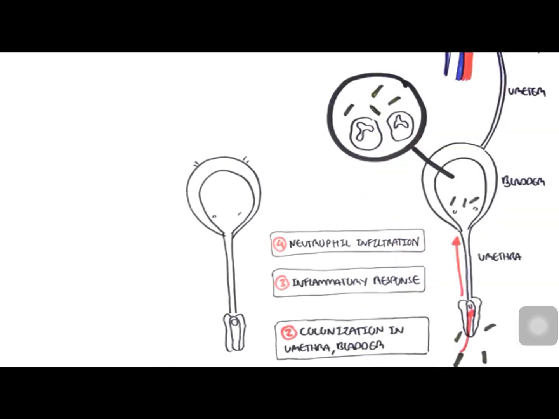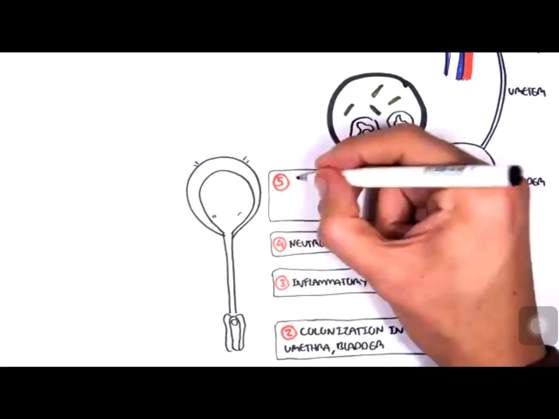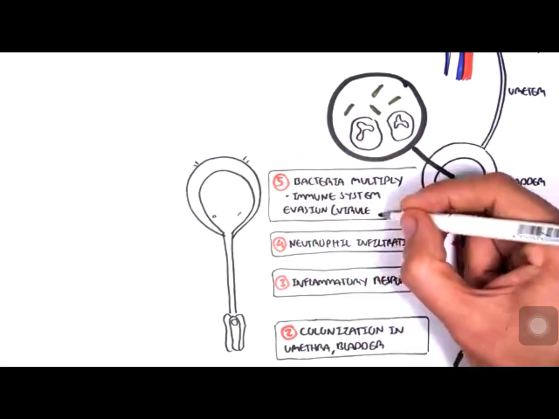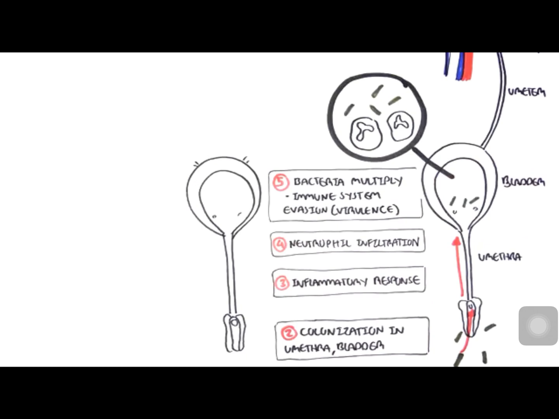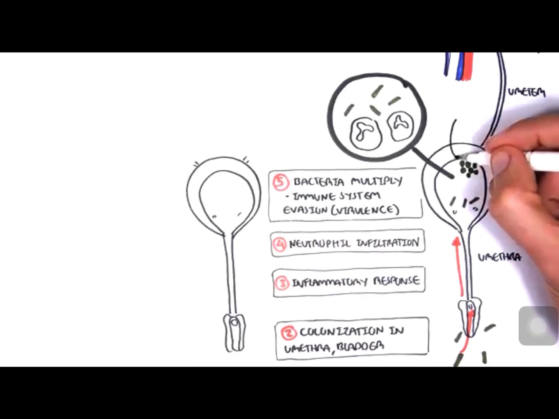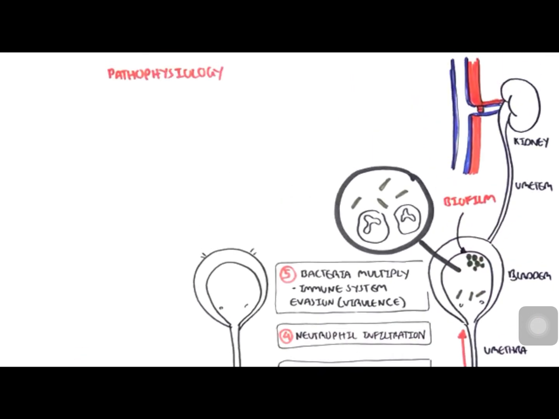The bacteria multiply and they are able to evade the immune system because of certain virulence factors. E. coli, for example, can bind to cells in the lower urinary tract and hide from immune cells. The bacteria can form biofilms. A biofilm is any group of microorganisms that stick to each other, and often these microorganisms adhere to surfaces, and it allows them to survive.